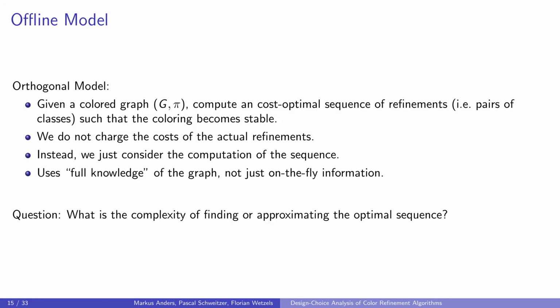Now we define the second model, which can be seen as in some way orthogonal to the first one. We consider the following problem. Given a colored graph, what is the cost optimal sequence of refinements such that the coloring becomes stable?